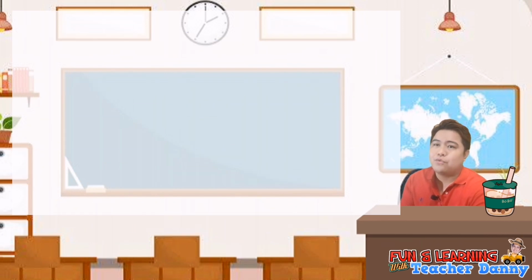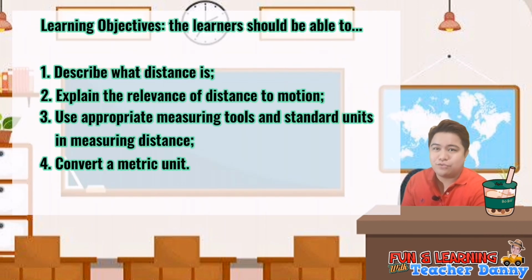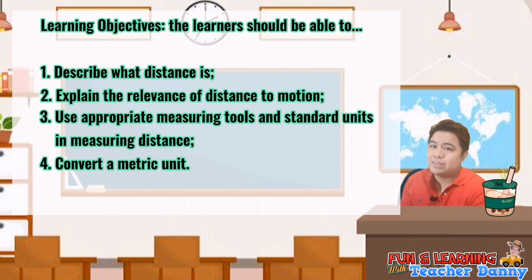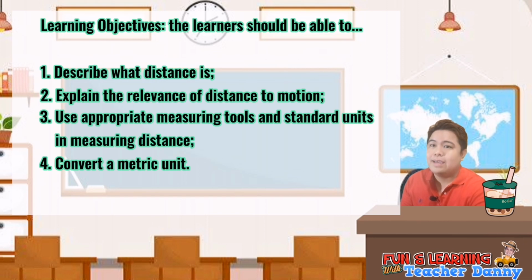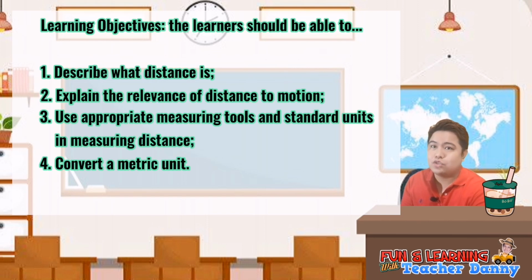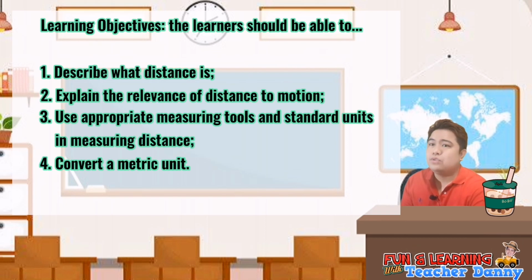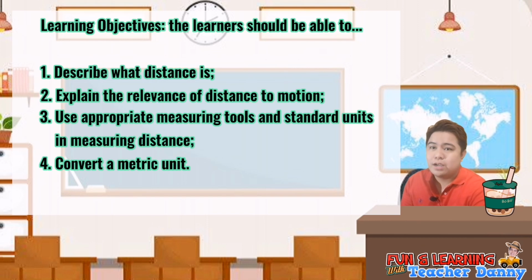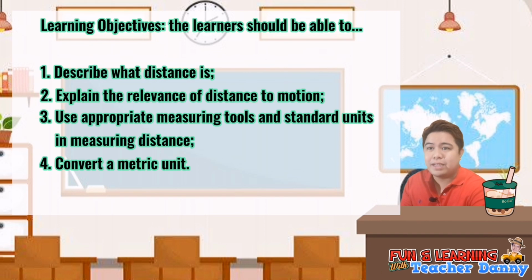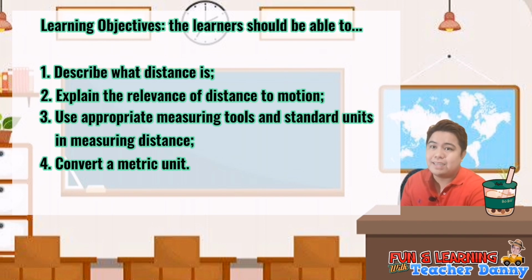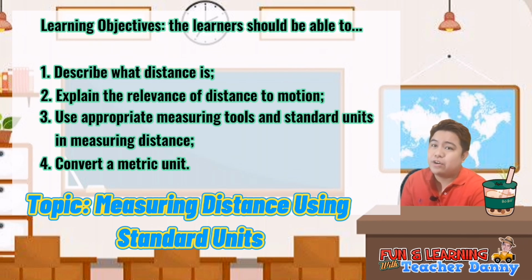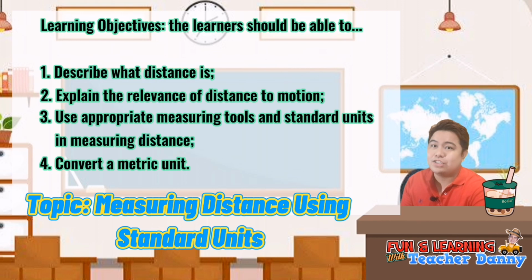Now, for intermediate grades, let's have Science 5. Sample objectives: 1. Describe what distance is. 2. Explain the relevance of distance to motion. 3. Use appropriate tools and standard units in measuring distance. And 4. Convert a metric unit. This is a topic in intermediate level science which focuses on measuring distance using standard units. There are 4 learning objectives in this lesson, as you can see.